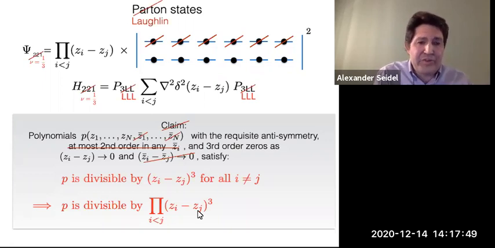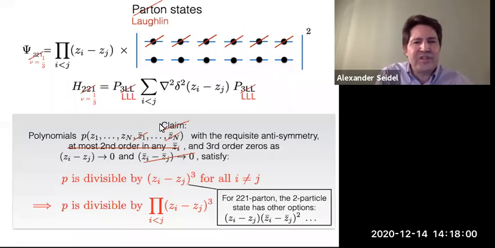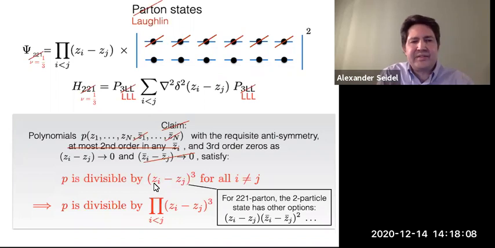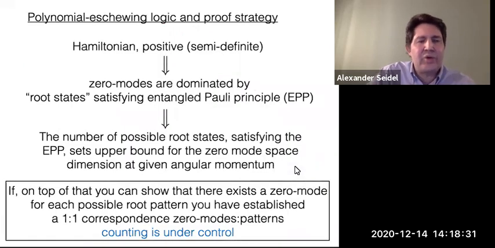However, for the problem at hand, we have a lot of interesting and quite annoying additional constraints. Most importantly, for the 2-to-1 parton state, the zero mode condition for any pair can be satisfied in multiple ways. You don't have to be proportional to zi minus zj cubed. There are other ways to satisfy the third order zero, and that makes this problem a lot harder. So as a result, we actually didn't get much help from our mathematical friends, and we had to go down different roads. We found our own proof strategy that actually largely eschews polynomial language altogether. So we constructed the following logic, which actually works very well.